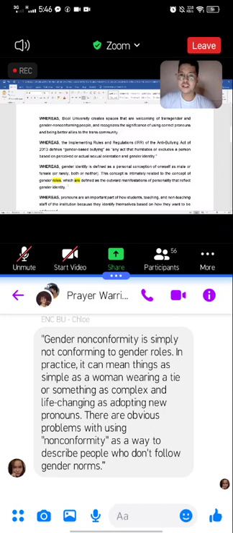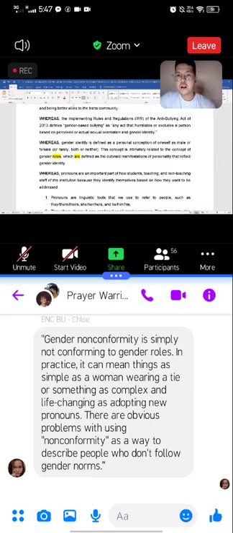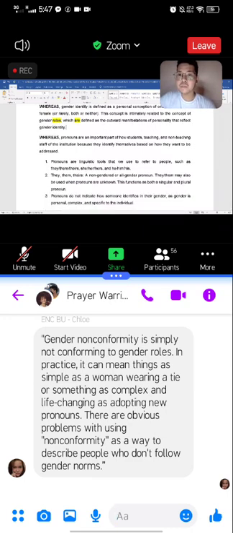Alright, so for the fourth clause, can you scroll down? Whereas pronouns are an important part of how students, teaching and non-teaching staff of the institution identify themselves based on how they want to be addressed. Number one, pronouns are linguistic tools that we use to refer to people, such as they, them, theirs, she, her, hers, and he, him, his. Two, they, them, theirs, a non-gendered or all-gender pronoun, may also be used when pronouns are unknown. This functions as both a singular and plural pronoun. Third, pronouns do not indicate how someone identifies in their gender, as gender is personal, complex, and specific to that individual. So, is there anybody who wishes to amend this fourth clause?